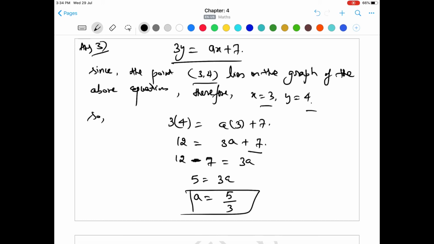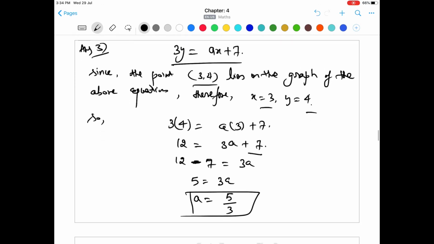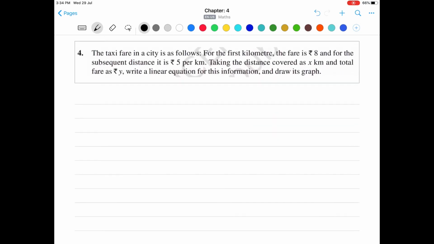So that's the solution of this given equation. One solution is given, that is 3, 4. So we'll use this value for x and this one for y. We'll insert those values in the given equation and get the subsequent value of a, which is 5 by 3 in this case. Okay, over to the next question. This is a very important question. So listen to it very carefully.